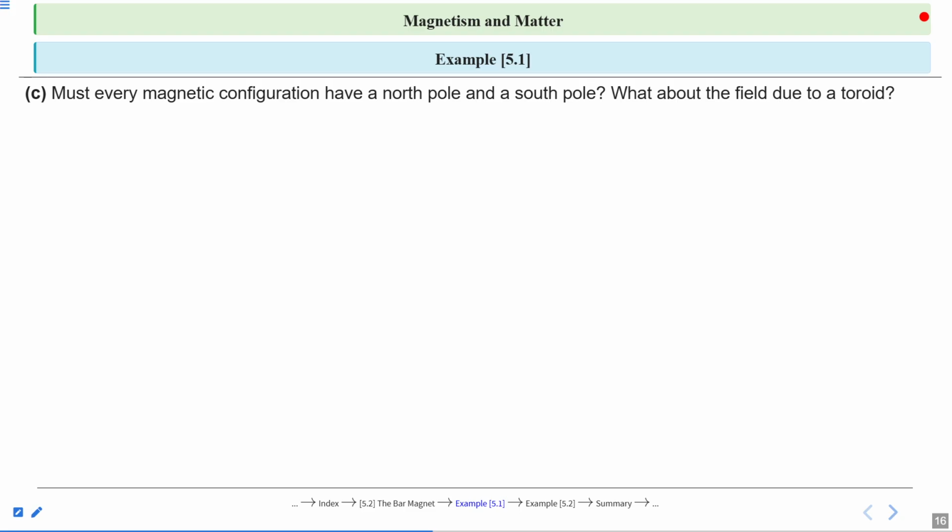What about the field due to a toroid? We have not discussed the toroid in detail in the previous chapter, but a toroid is formed when we hold the ends of a solenoid, bend it, and touch the two ends together, making a circular configuration. That circular configuration is called a toroid.